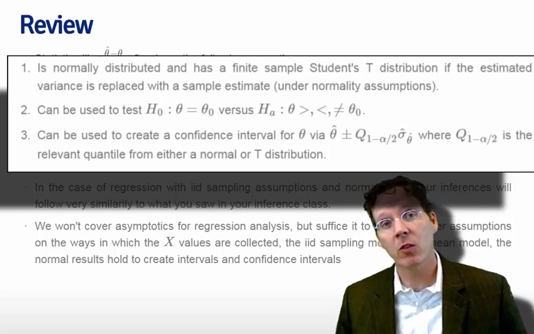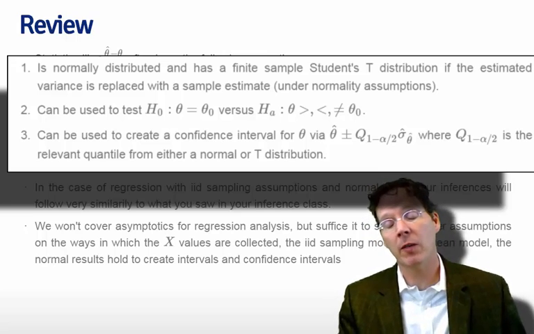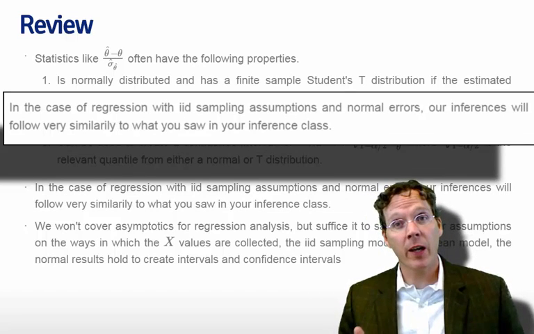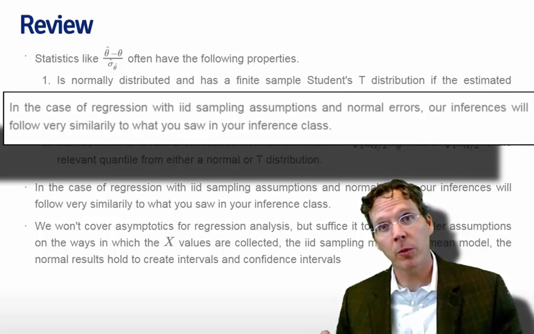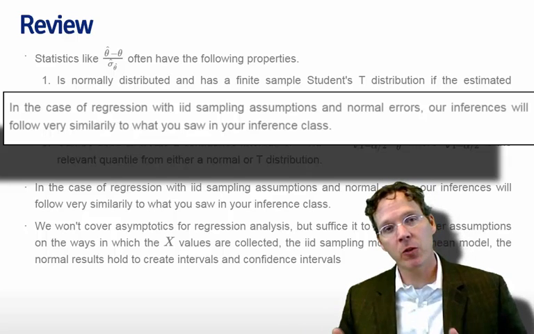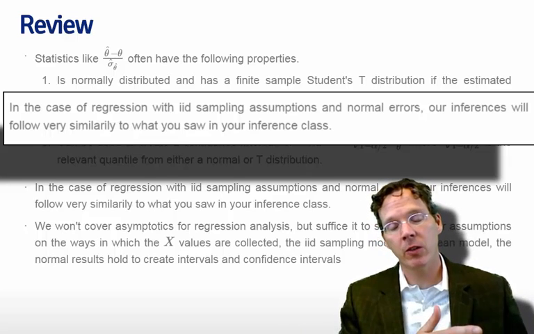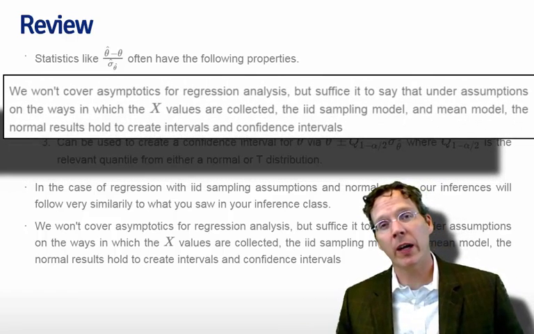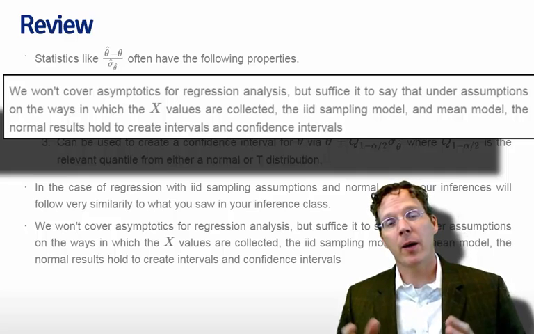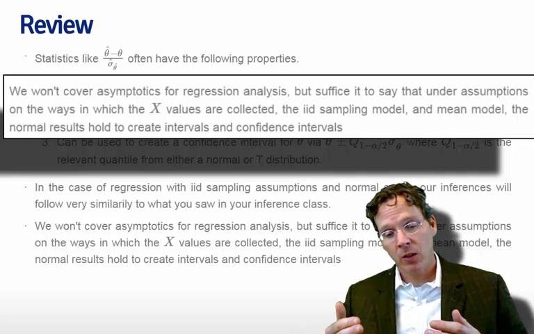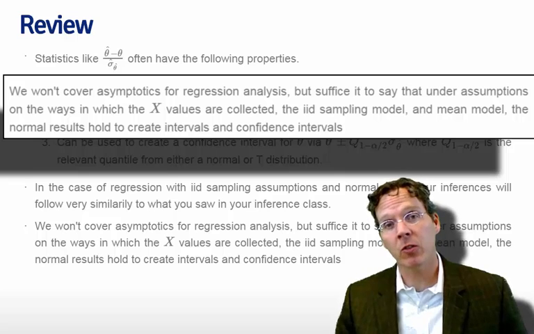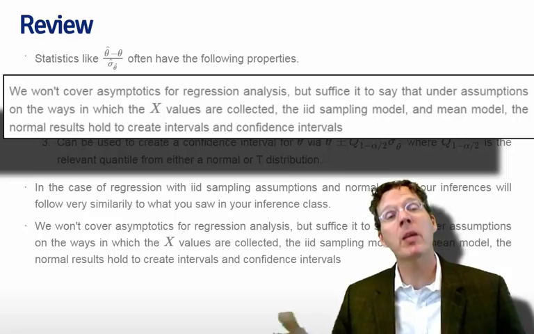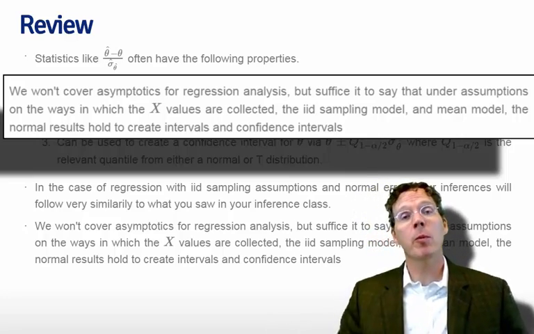So hopefully none of these facts are news to you after having had the statistical inference class. In the regression case, with IID sampling assumptions for our normally distributed errors, inference will follow along these lines, very similarly to what you saw in that class. And we're not going to cover asymptotics for regression analysis at all, but suffice it to say, it's not mandatory for the errors to be Gaussian for our statistical inferences in regression to hold. You can appeal to large sample theory, though it's a little bit more complicated.